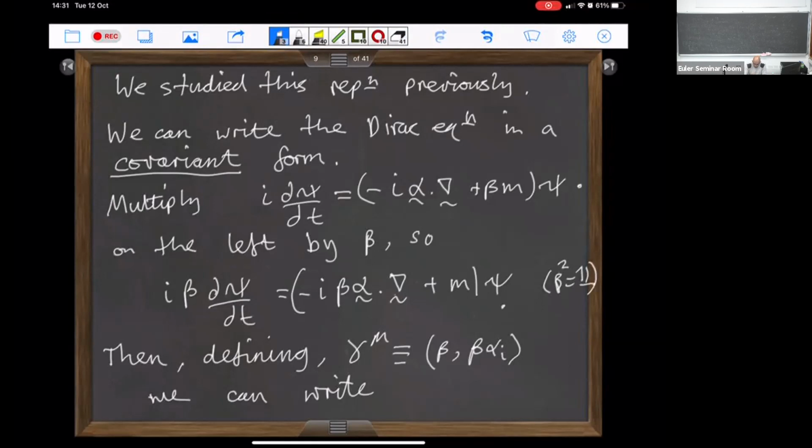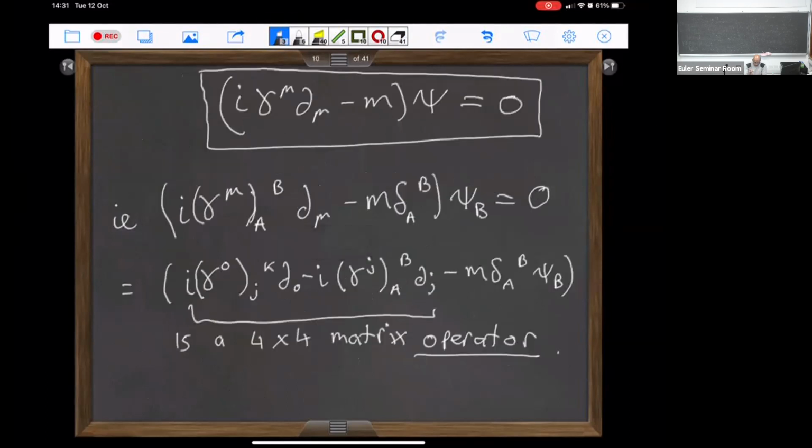And then, if we define the following four so-called gamma matrices, so gamma 0 is beta, and gamma i is beta times the alpha i's, then if we make that substitution, the Dirac equation becomes equivalent to the equation in the box.